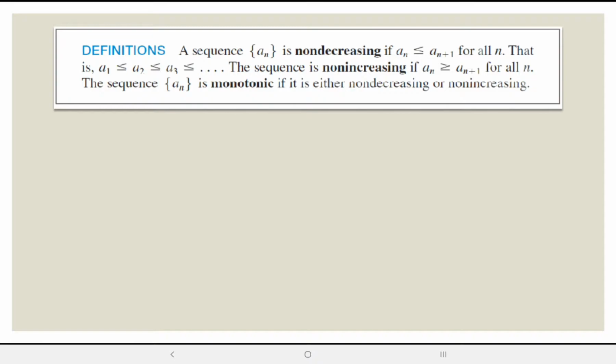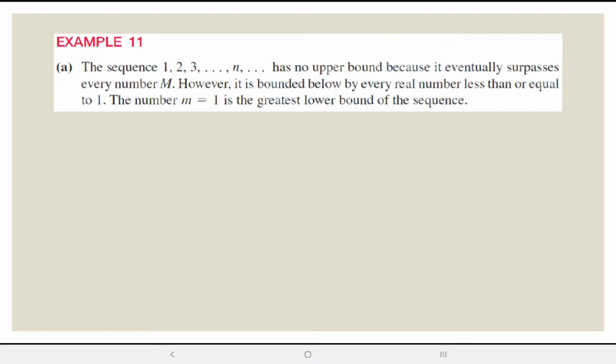Note that hindi natin sinabing increasing. Non-decreasing does not mean increasing kasi pwedeng maging constant naman siya. Okay, and then the sequence is non-increasing if a sub n is greater than or equal to a sub n plus 1. So ito naman yung hindi rin natin siya sinabi na decreasing. We use the term non-increasing kasi nga possible naman na mag-stay constant. Okay? So, if it is either non-decreasing or non-increasing, monotonic yung tawag natin sa kanya.